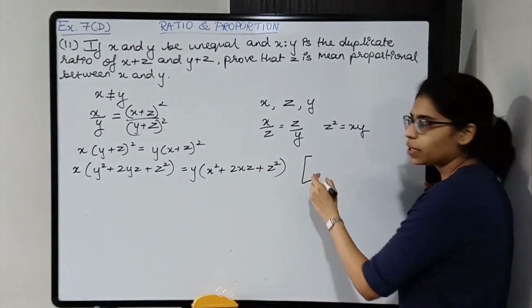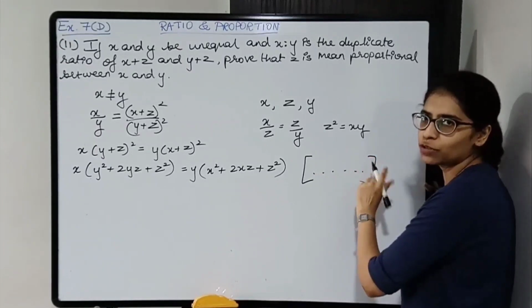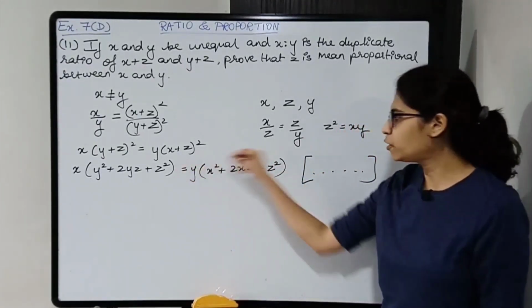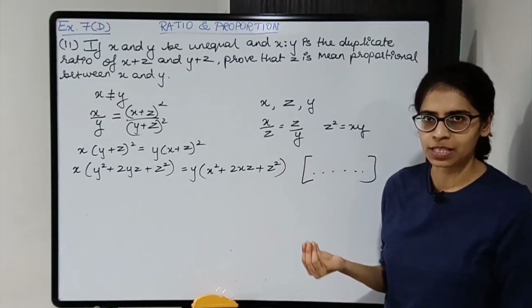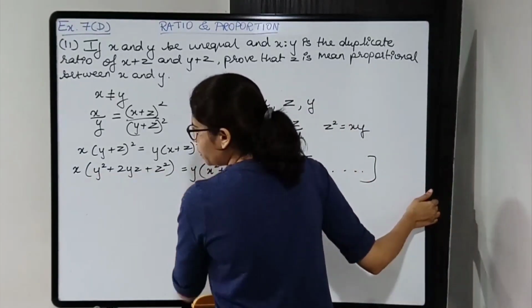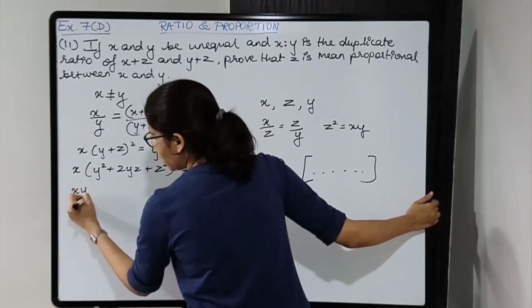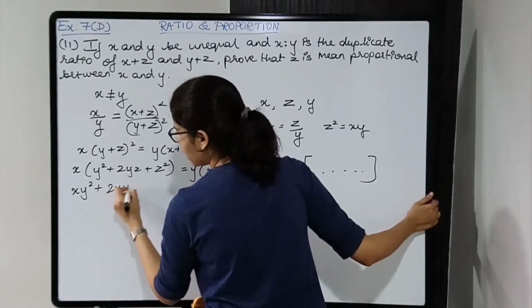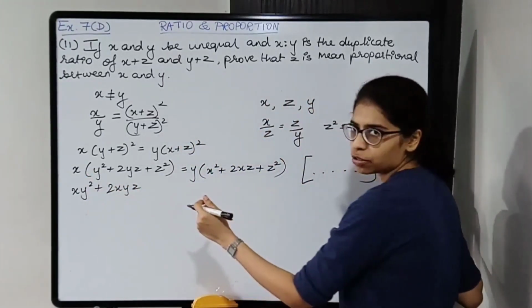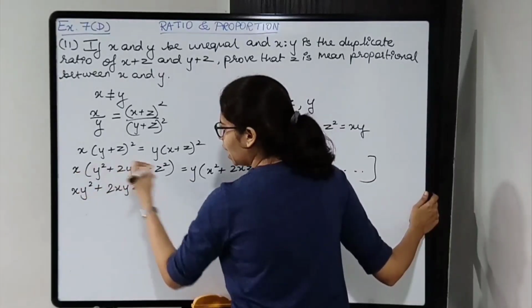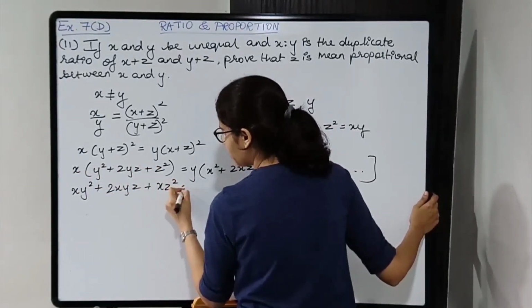Since you are using the formula, you will have to give the reason. Abhi to we are doing roughly, okay? We are just seeing how we'll be able to solve. So whenever you are using the identity, you have to give reason which identity you are using. Now we'll open the brackets. So x into y square, xy square, x into 2yz, that will give me 2xyz. Write in alphabetical order, okay? So x comes first, then y, then z. x into z square, xz square.